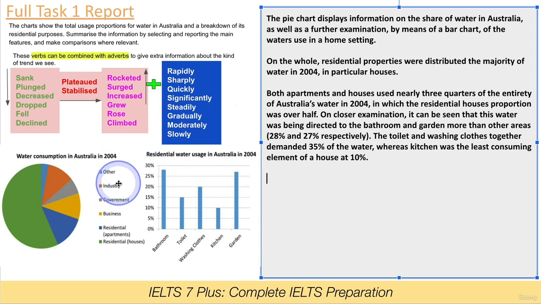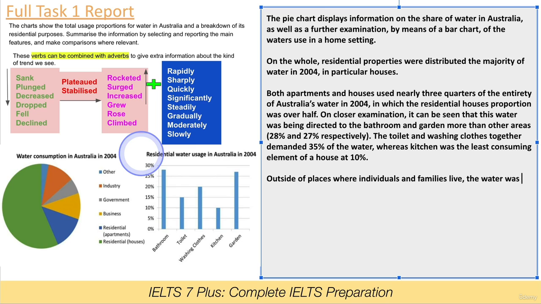Now we can think about other industry, government, and business. So we might want to do a linking sentence. Outside of places where individuals and families live, the water was significantly less utilized.